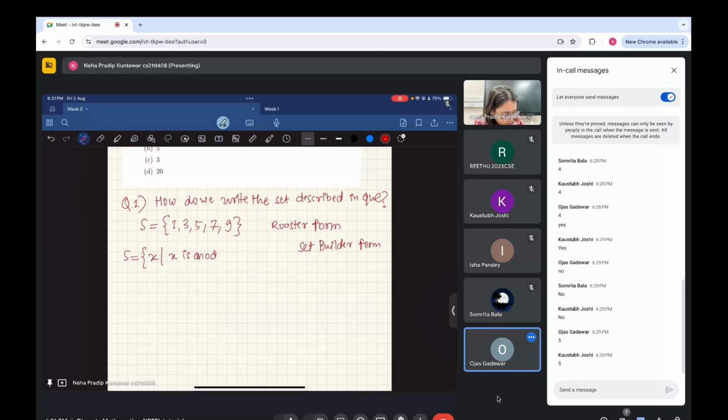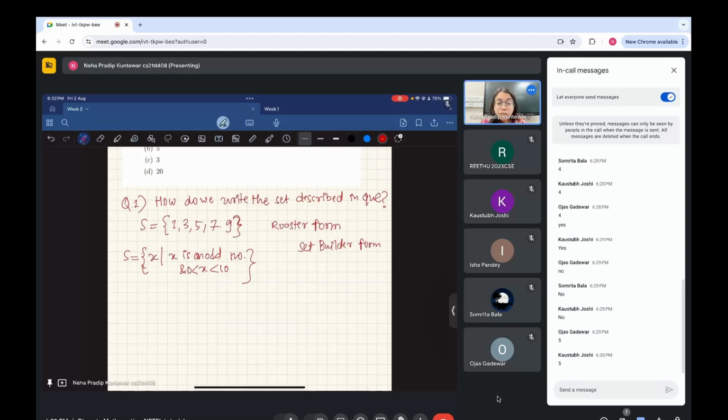Okay, so yeah, x is an odd positive number. Maybe I'll just write it the way you said. So x is an odd number and x is between 0 and 10. Okay, so that is correct. That is indeed a valid representation in the set builder form.